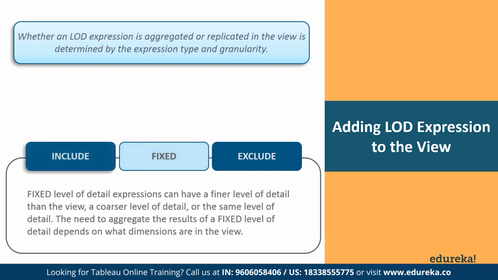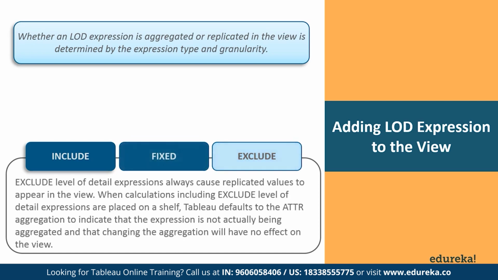For fixed level of detail, expressions can have a finer level of detail than the view, a coarser level of detail, or the same level. The need to aggregate the results of a fixed level of detail depends on what dimensions are in the view. And finally, for exclude level of detail expressions, replicated values will always appear in the view, as we had discussed before. When calculations include the exclude level of detail, Tableau defaults to the ATTR aggregation to indicate that the expression is not actually being aggregated and that changing the aggregation will have no effect on the view.